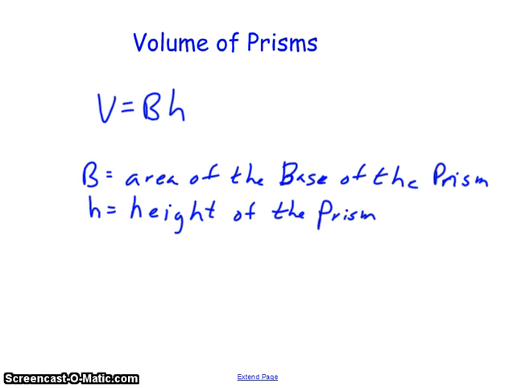Do not confuse that with the height side of the H in the formulas for the area. Okay, it's a different height. That'll become a little bit clearer as we're working through some of these problems.